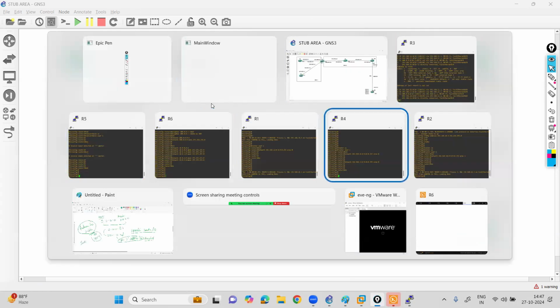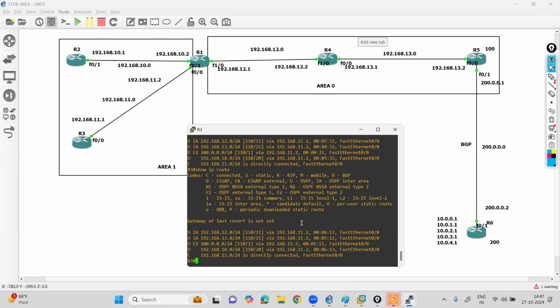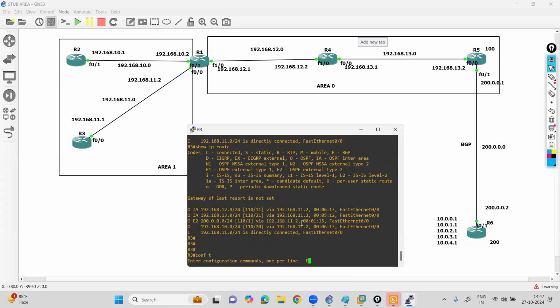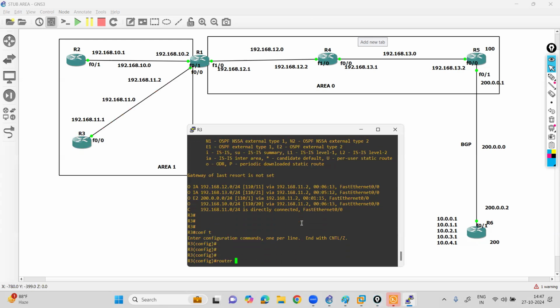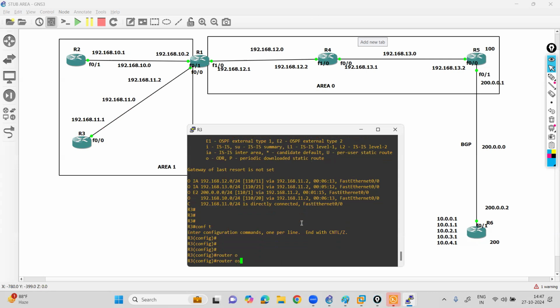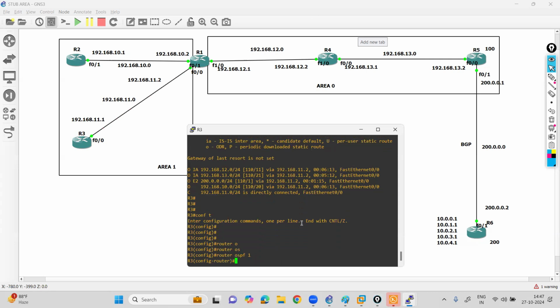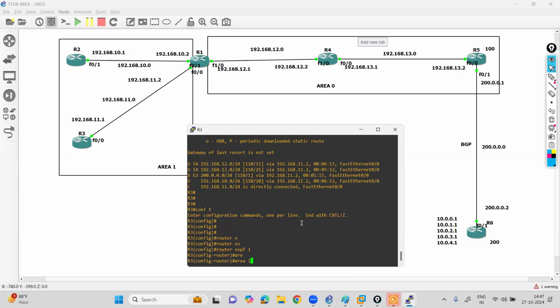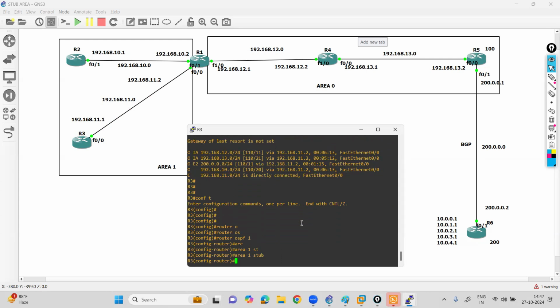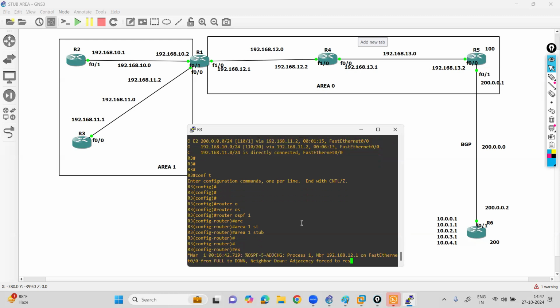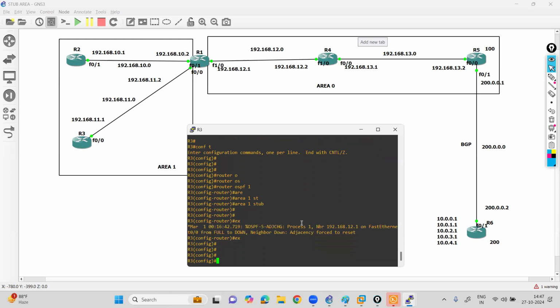How can we do that? First of all, let's go to router number 3. Put the command configure terminal, router OSPF 1, area 1 stub. This is the configuration for the stub area. So the adjacency will be reset now.